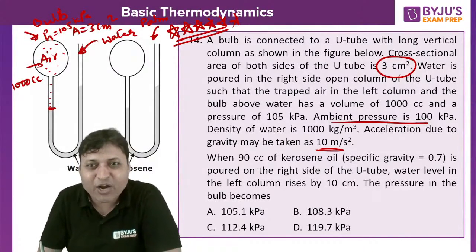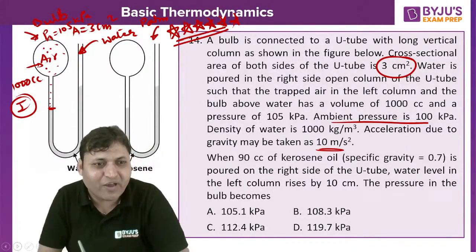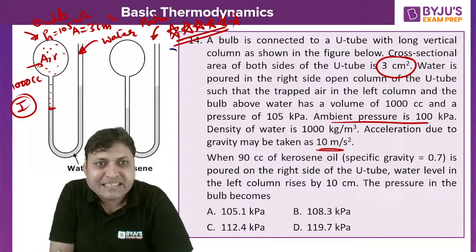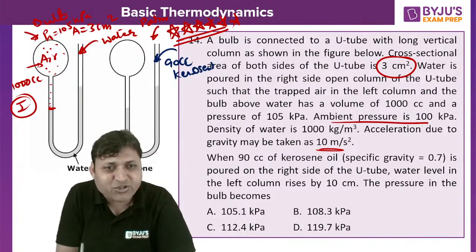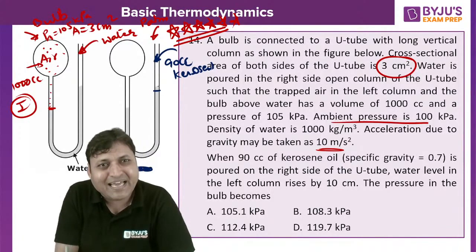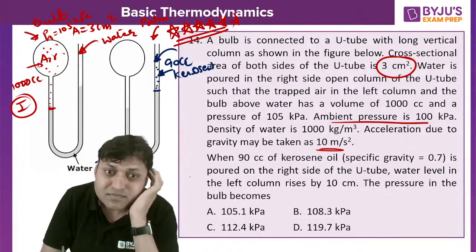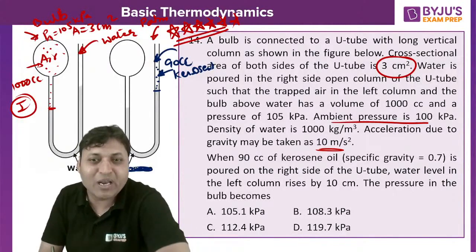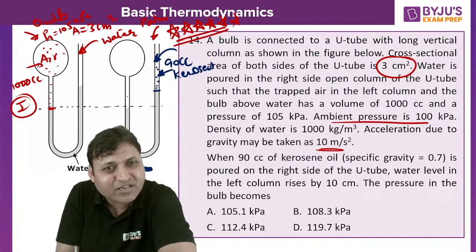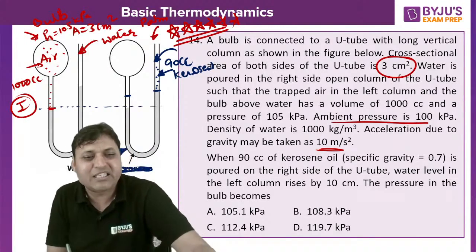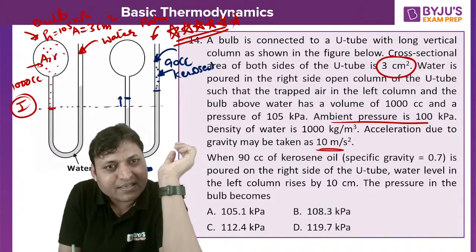This is situation 1, the first situation. And in the second situation, when 90 cc of kerosene, so here it is not kerosene. Here and here it is water only, but there is kerosene poured. When 90 cc kerosene is poured on the right side of the U-tube, the water level in the left column rises by 10 centimeter. Earlier, the water level was here. This was the initial level. The diagram is not perfect actually. So the water level will rise by 10 centimeter. This is 10 centimeter.